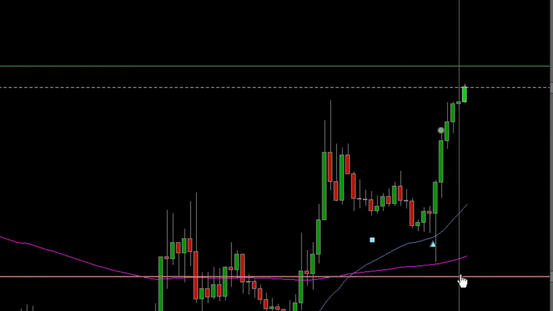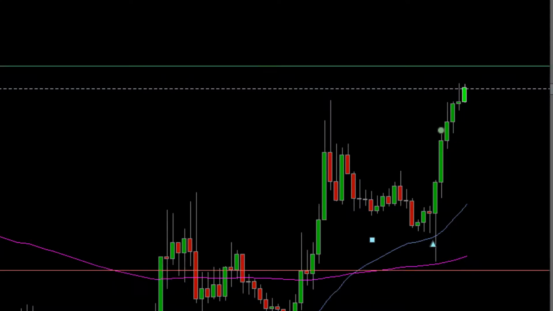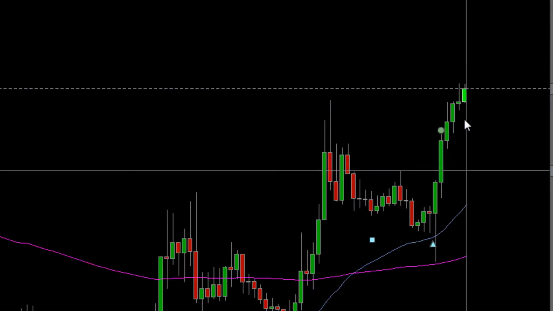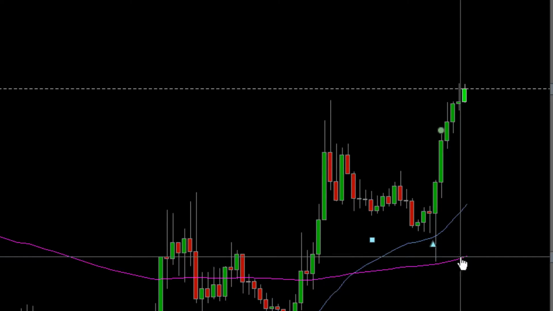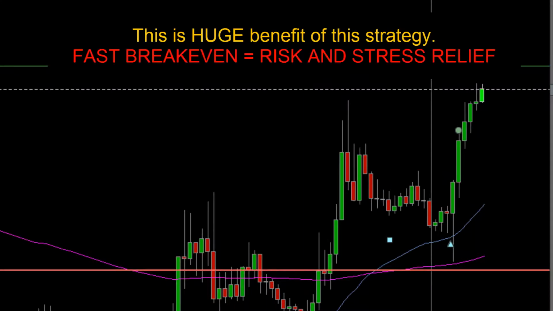loss below the previous structure, like that. So even if the price hits that, we're on break even. So there's a profit already.